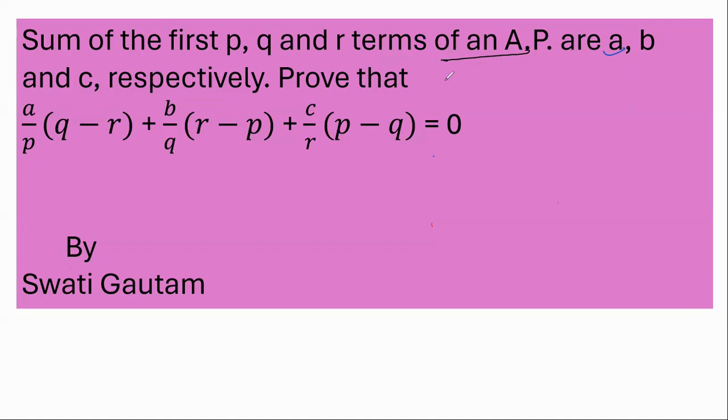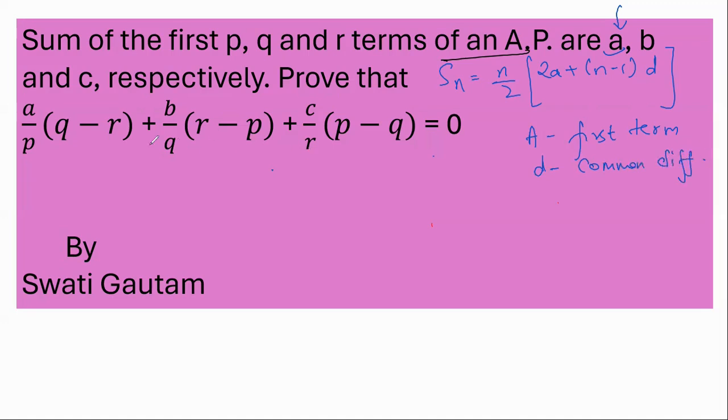Now we know the general formula for the sum of n terms: Sn is equal to n over 2 times (2a plus (n minus 1) times d). Here they have already used small a, so when we start writing the sum for the terms, we take capital A as the first term, because small a has already been used as an alphabet, and we take D as the common difference.